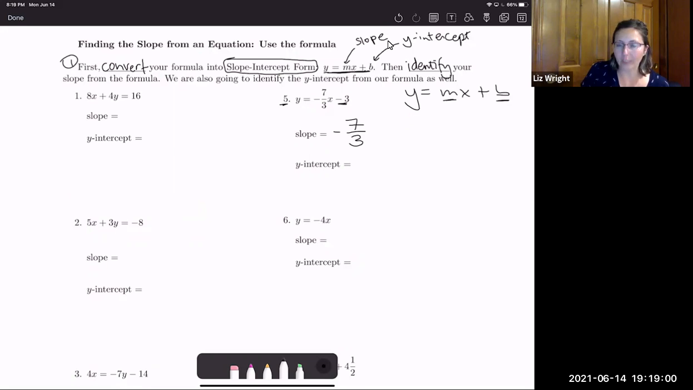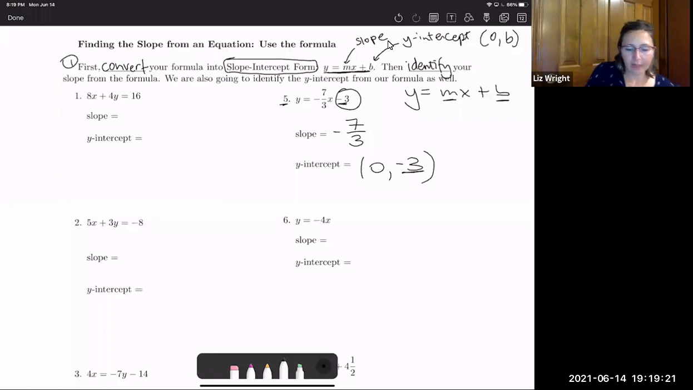But we are going to write it in ordered pair form. And our y-intercept, let me put it up here for you, in ordered pair form is going to be 0, comma b. So let's write it. It's going to be 0, comma whatever our b is. And our b is negative 3. So we're going to fill that in right there.